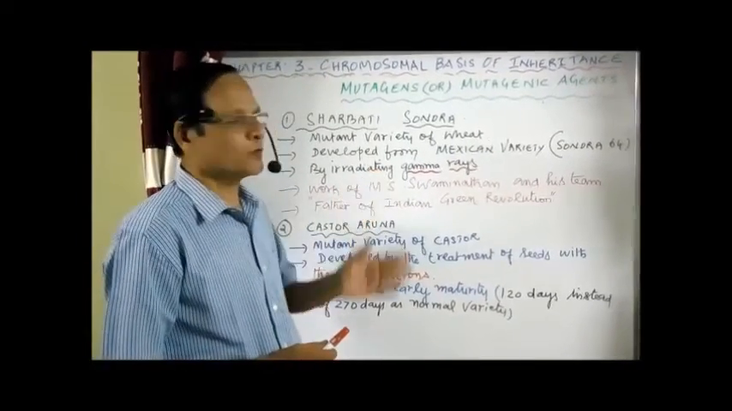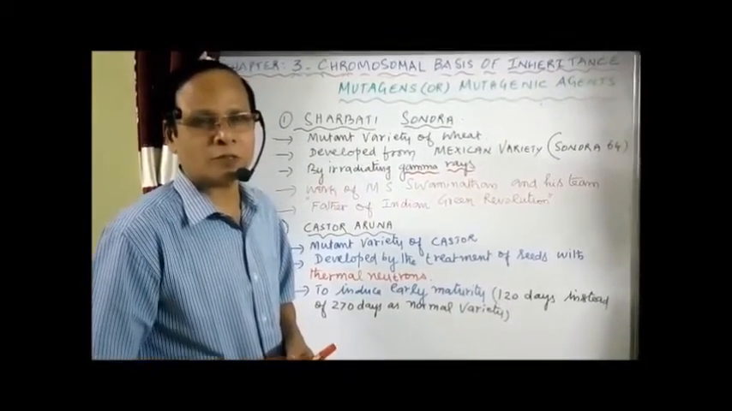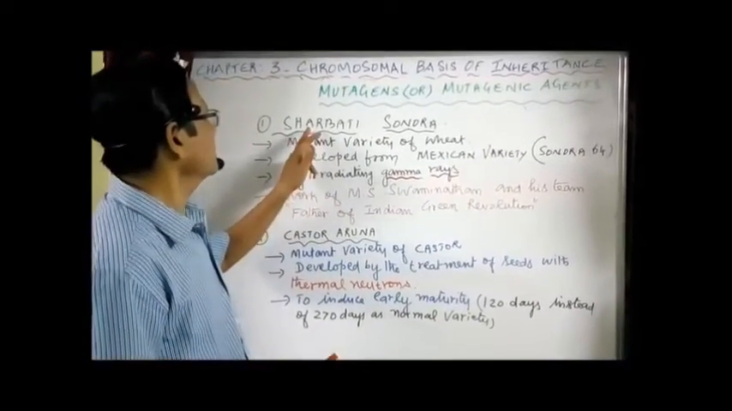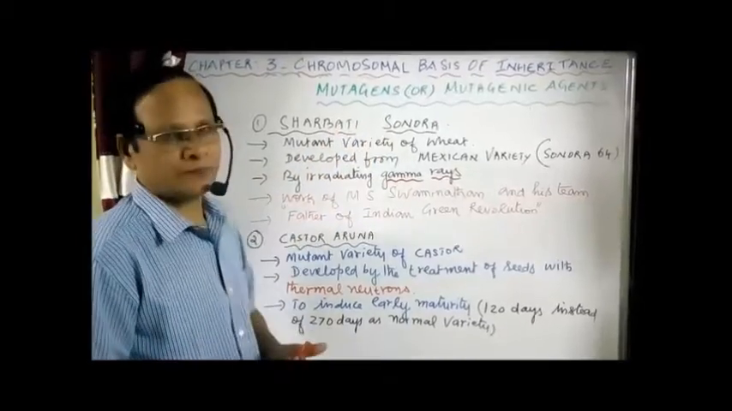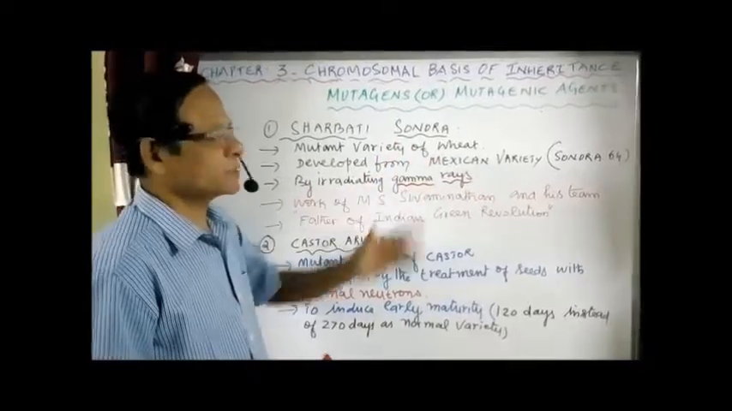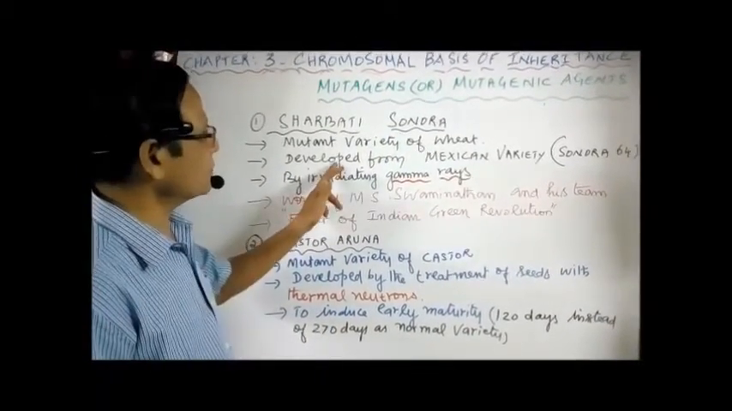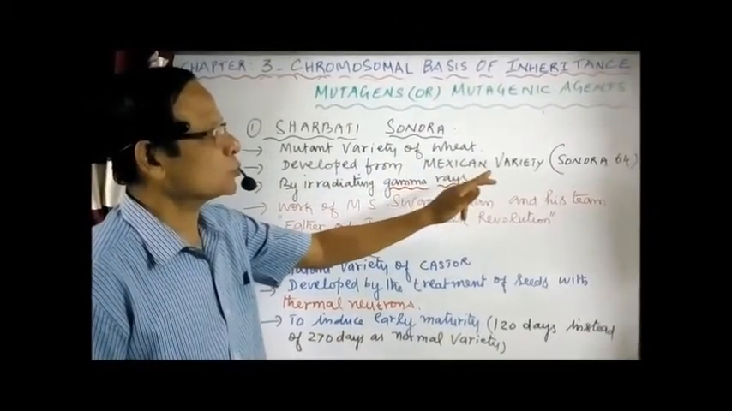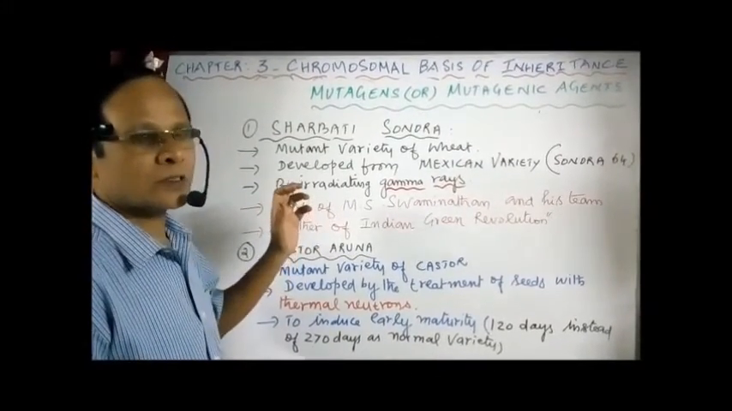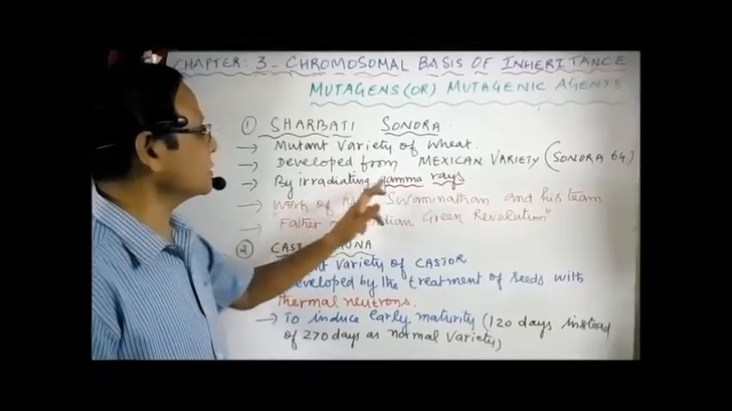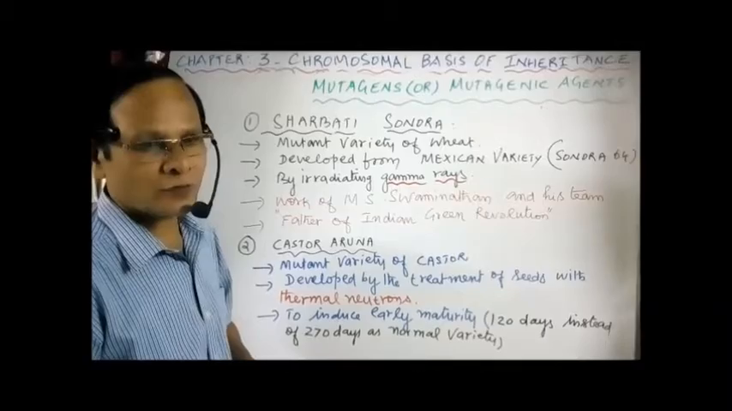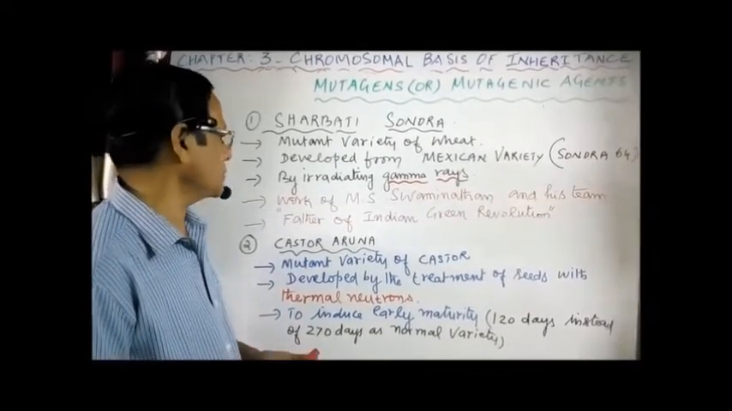Now the two mutant varieties given in the book, developed because of physical mutagens, are number one, Sharbati Sonora. It is a mutant variety of wheat, developed from the Mexican variety called Sonora 64. And how is the mutation caused? By irradiating gamma rays. Using gamma rays, a beneficial, useful variety has been produced.